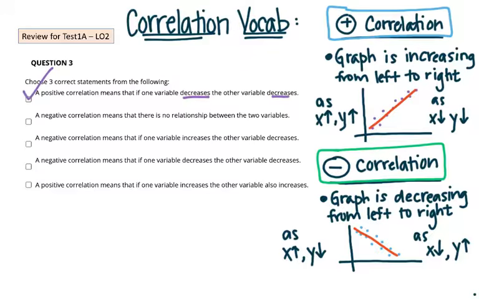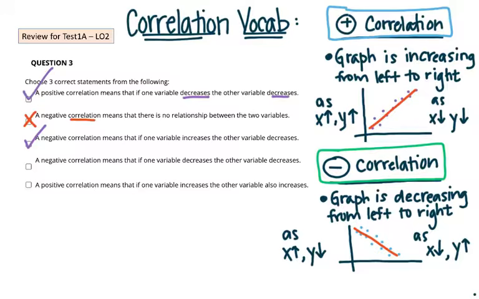A negative correlation means that there is no relationship between the 2 variables. That is not true. If it says the word correlation, there is some relationship. Okay, a negative correlation means that if one variable increases, the other decreases. Again, that is completely true. That's the second case where you have x going up and y going down, or x going down and y going up.